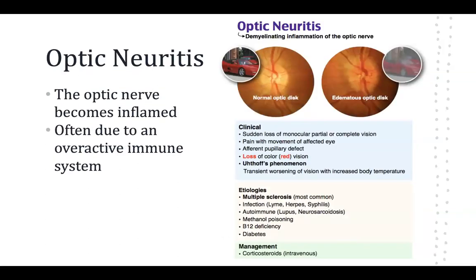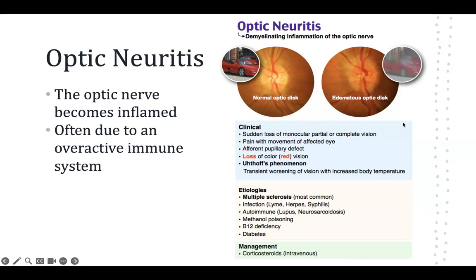There's also optic neuritis, which is where the optic nerve becomes inflamed. So you can see on the left what a normal optic disc would look like and what the vision would look like. And then when that optic nerve is inflamed, what the vision looks like. So it's blurry. You can see almost kind of like a circle around that part of the eye.